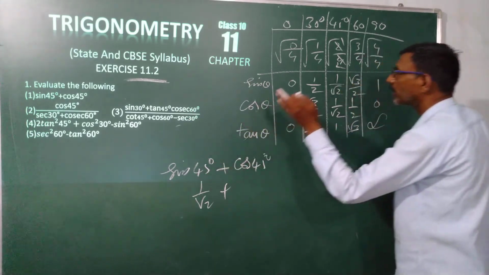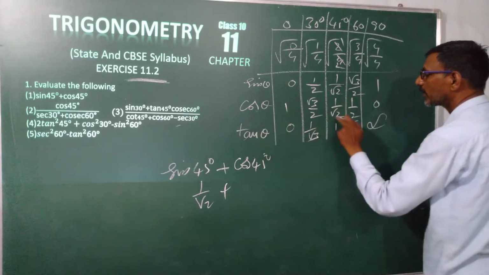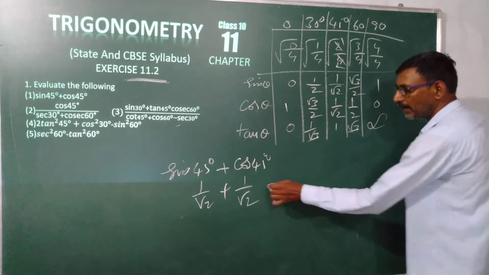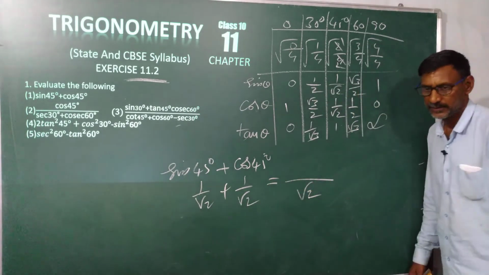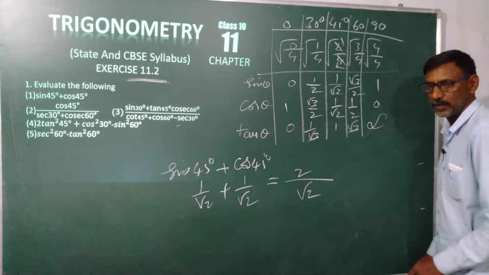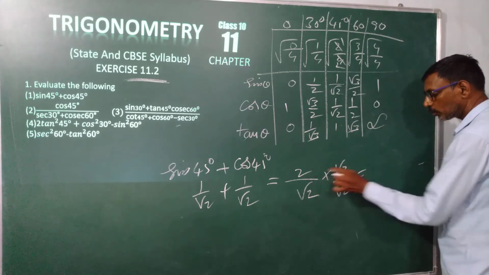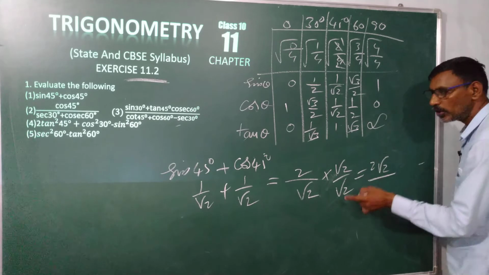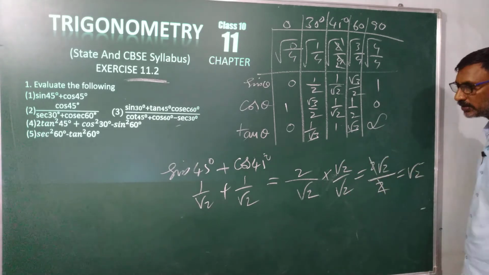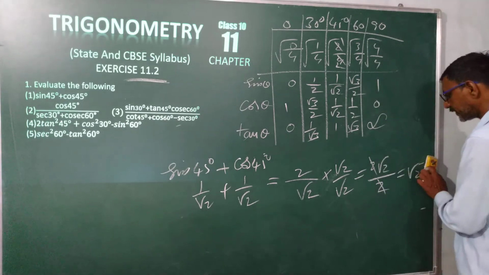Sorry, first sin 45 degrees. Sin 45 degrees is 1 by root 2. The next one is cos 45. Cos 45 is also 1 by root 2. Denominators are the same. Write it down like this. Only one denominator: 1 plus 1, 2. Now rationalize the denominator. Root 2 by root 2. 2 root 2 divided by root 2 into root 2, again 2. 2 gets cancelled. That value is equal to root 2. Am I clear? So this is the one problem.